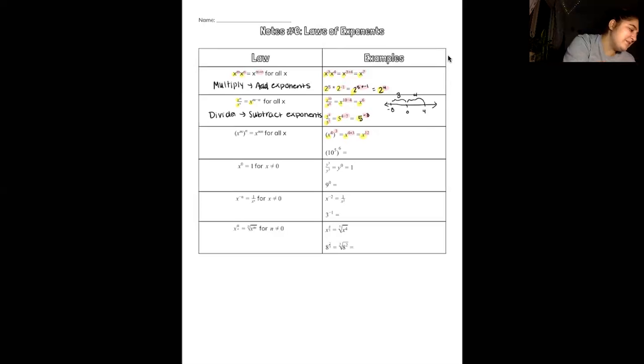So if we're going to do the same thing here, I have 10 to the 5th raised to the 6th. Well, that just gives me 10 to the 5 times 6. 5 times 6 is 30. And I end up with 10 to the 30th power.